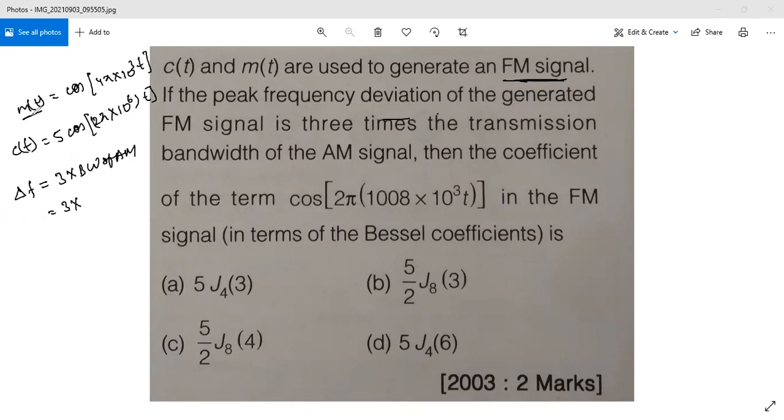Okay. So as we have the value of MT, this MT is given as cos of 4 pi into 10 to the power 3 t. And if we compare this with cos 2 pi fm t, what will we have? We will have 2 into 2 pi into 10 to the power 3 t. So the bandwidth of AM is twice fm. So what is the value of fm here? It is 2 into 10 to the power 3. So delta f is equal to 12 into 10 to the power 3 Hertz. Yes. So 12 kilohertz.